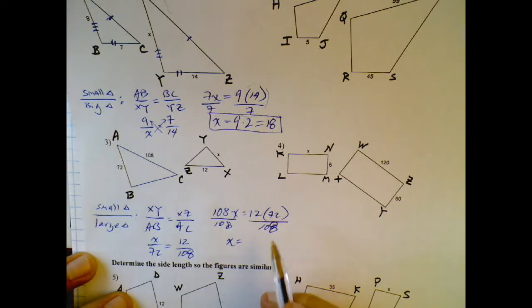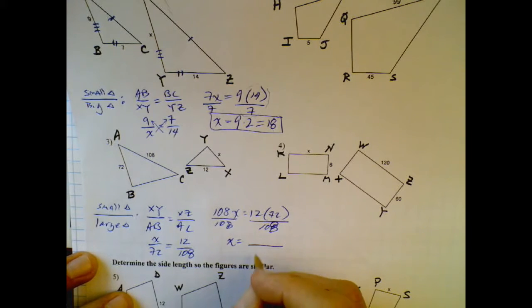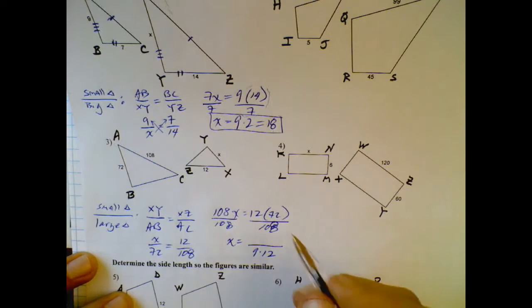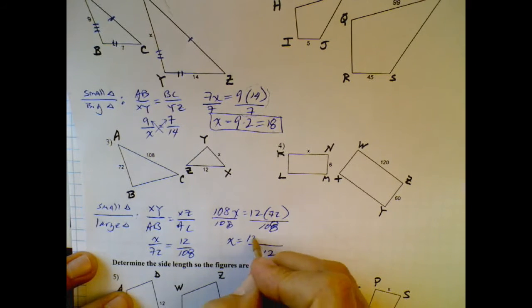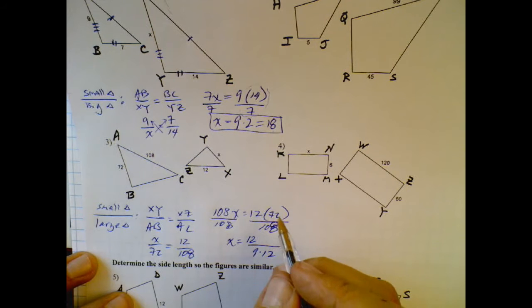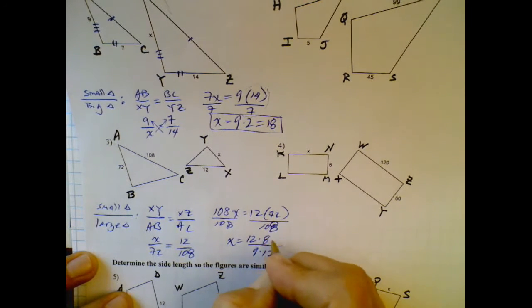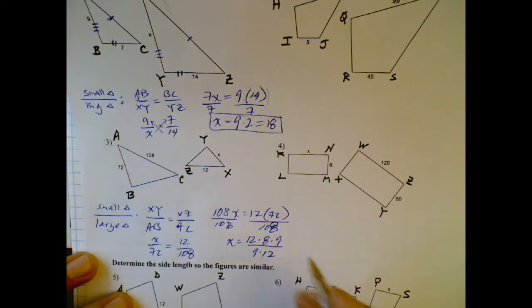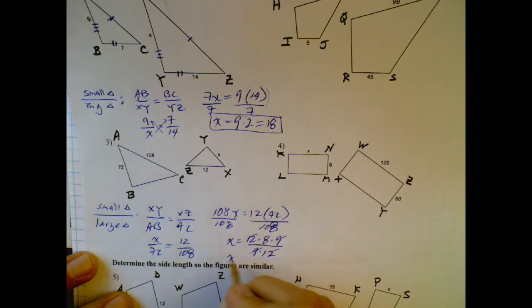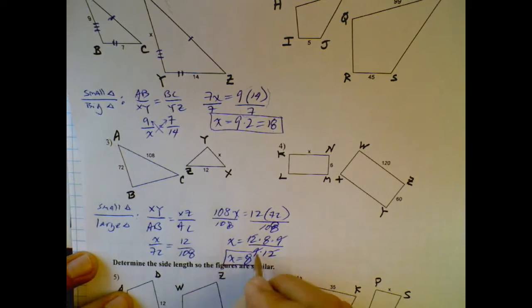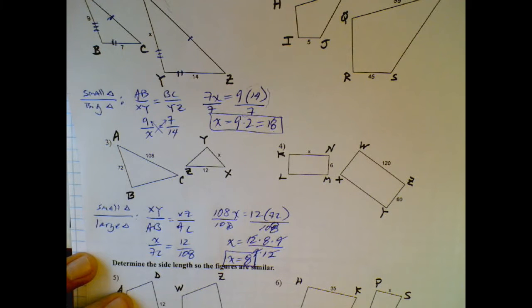Well, I know that 108 is the same thing as 9 times 12. And I know that there's 12. And I know 72 is 8 times 9. And the beautiful thing about that is the 9's cancel out, the 12's cancel out, and I have x is equal to 8, which avoided me having to multiply 12 times 72 and dividing some larger number by 108.